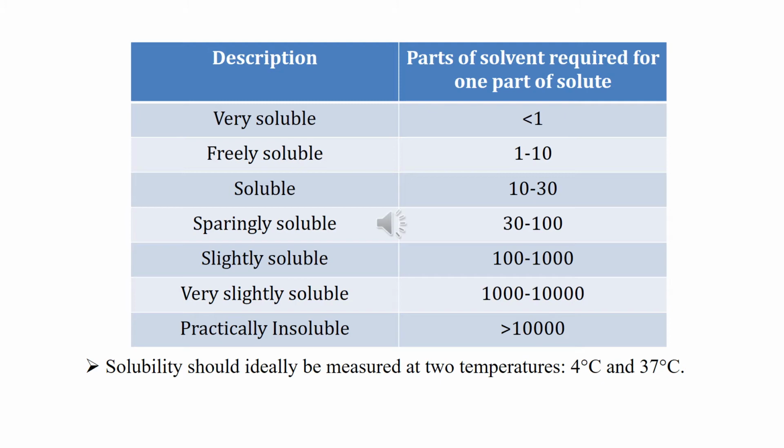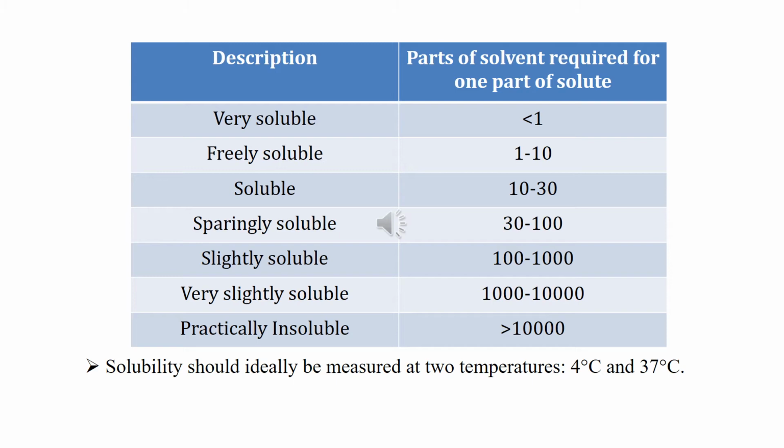Freely soluble means 1 to 10 parts of solvent required to dissolve one part of solute. Soluble means 10 to 30 parts. Sparingly soluble means 30 to 100 parts. Slightly soluble means 100 to 1000 parts. Very slightly soluble means 1000 to 10,000 parts of solvent required to dissolve one part of solute.